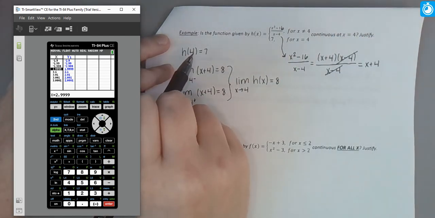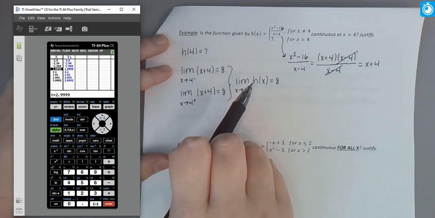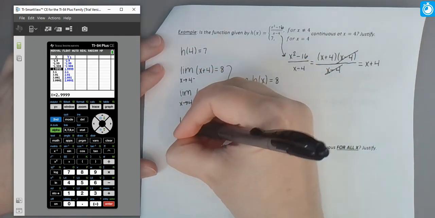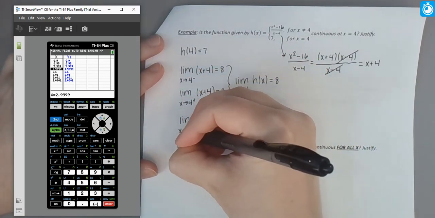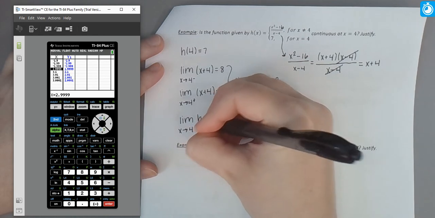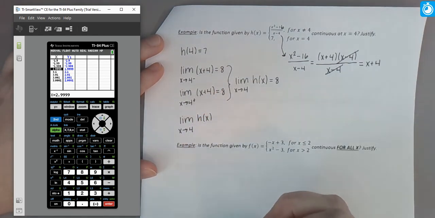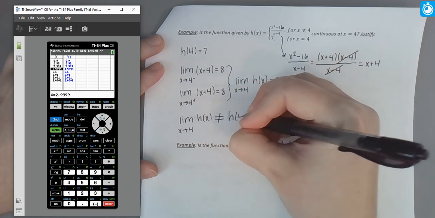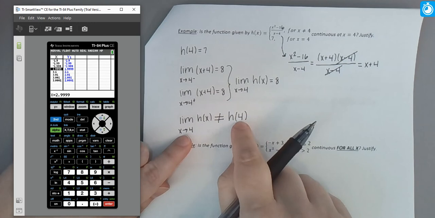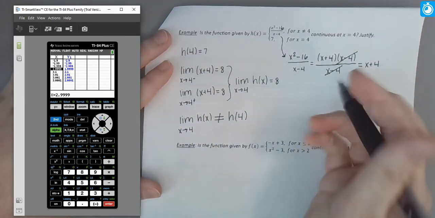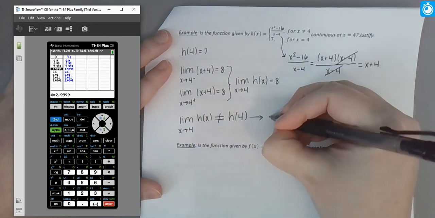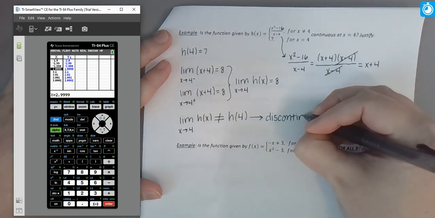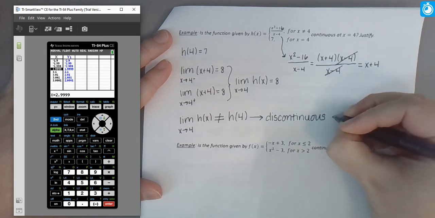So our function value exists, our limit exists, but in this case, they are not equal to the same value. So the limit as x approaches 4 for our function, h of x, is not equal to the function value at that particular x value. So that means criterion 3 is not met. It means we are discontinuous at x equals 4.